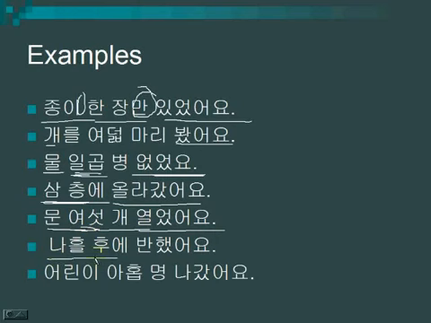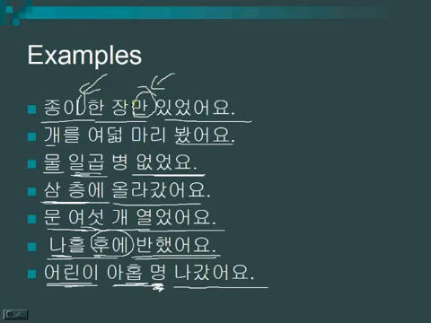나흘 후에 반했어요. So 후에 means after. So after 4 days, 반했어요. I fell in love. 어린이 9명 나갔어요. So 어린이 is child, so 9 children and then 명 for people counter. 나갔어요, left. Okay, so notice you can put the particle here or here. And most of the time you don't even need a particle because it's pretty easy. And here's another particle I put for fun.